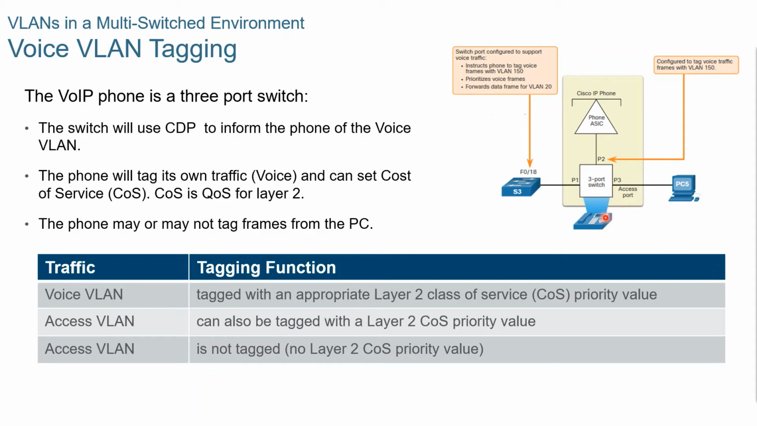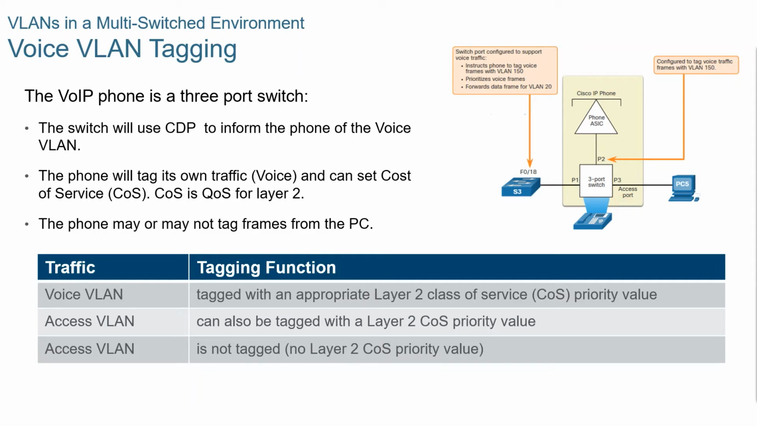Okay, so the ports provide dedicated connections to the following devices. Port 1 connects to the switch or other VoIP device. Port 2 is an internal 10/100 interface that carries the IP phone traffic. And port 3 is an access port which connects to a PC or other devices.